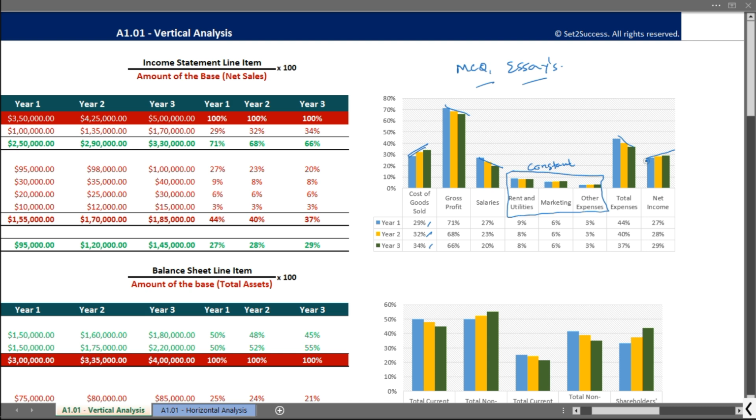Now net income has increased because we were able to control our two expenses. We have controlled our salaries expenses, as well as we have controlled our total expenses. That's why we were able to increase our net income by controlling our two expenses. And you can also mention the percentages that it has decreased from 27% to 20% and 44% to 37%.